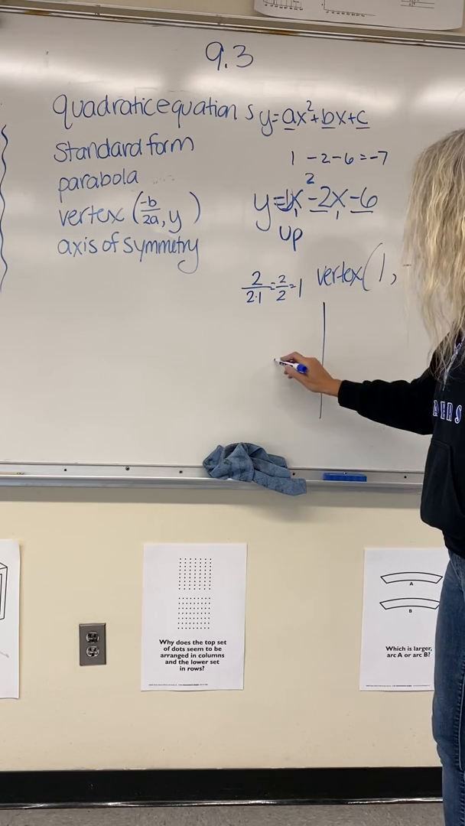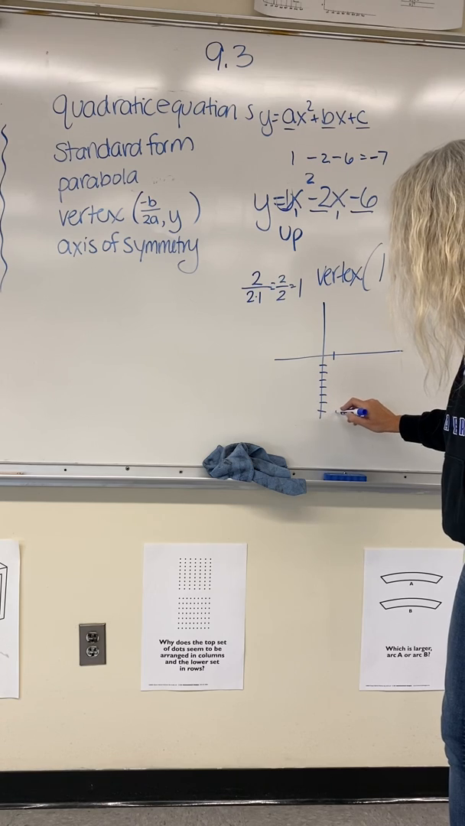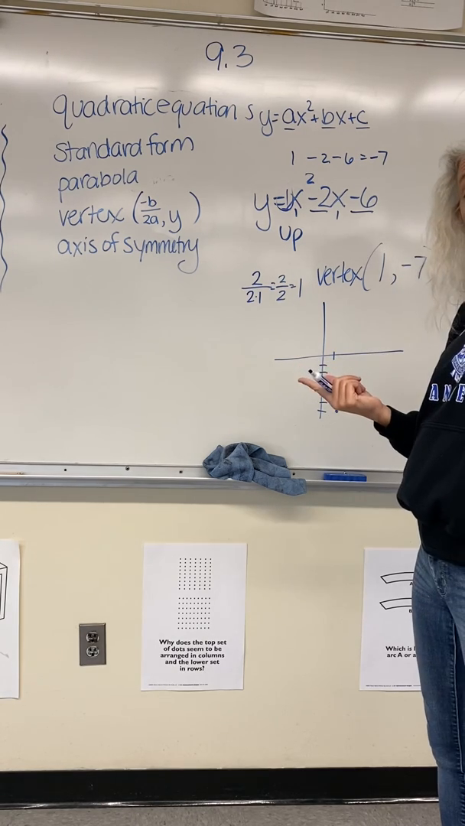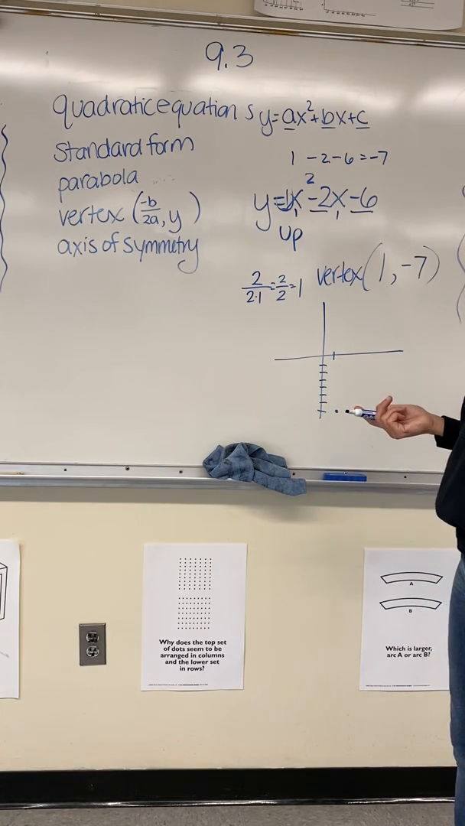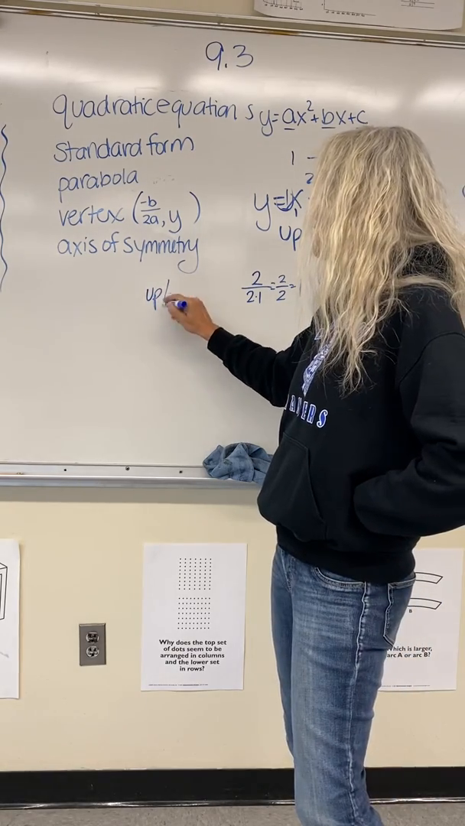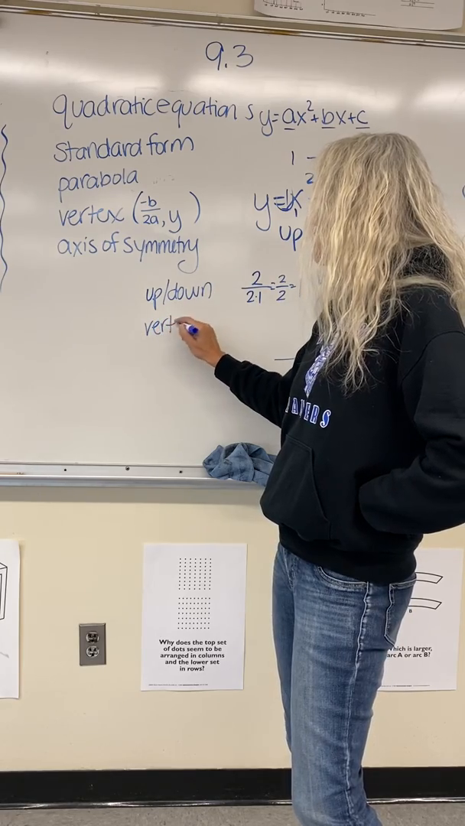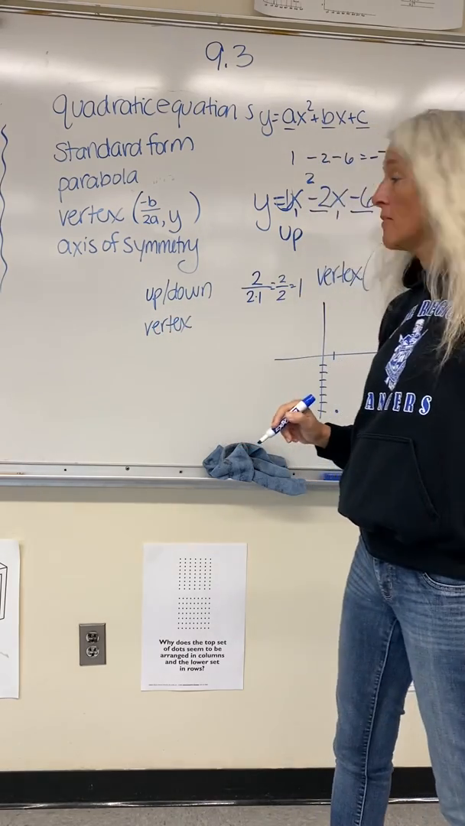So if we start thinking about this, I've got positive 1, then 1, 2, 3, 4, 5, 6, 7, negative 7. I know my parabola opens up. Now the third piece that we need, so we need to decide if it opens up or down. We need to decide where the vertex is of this parabola.